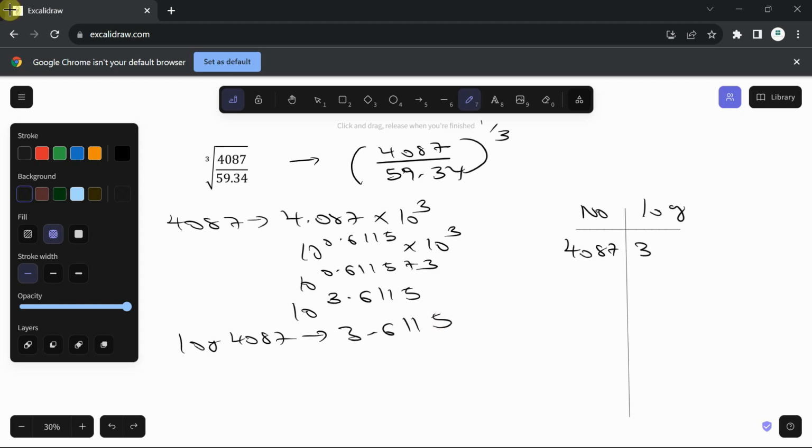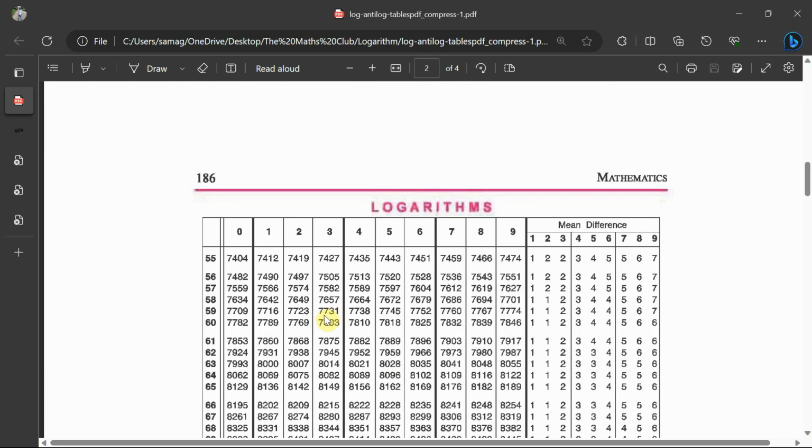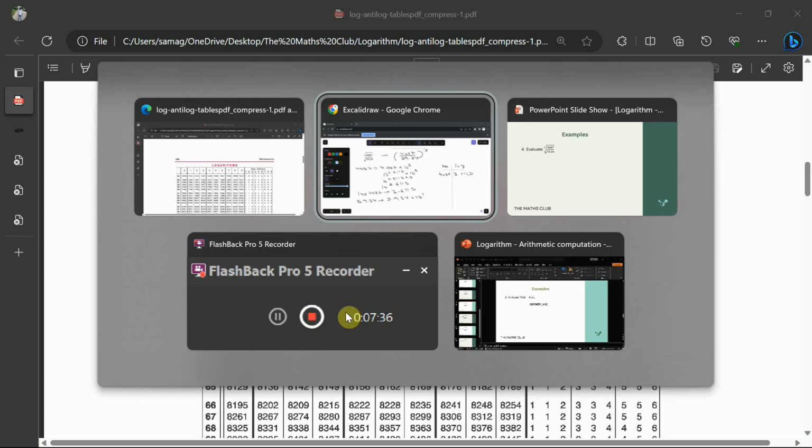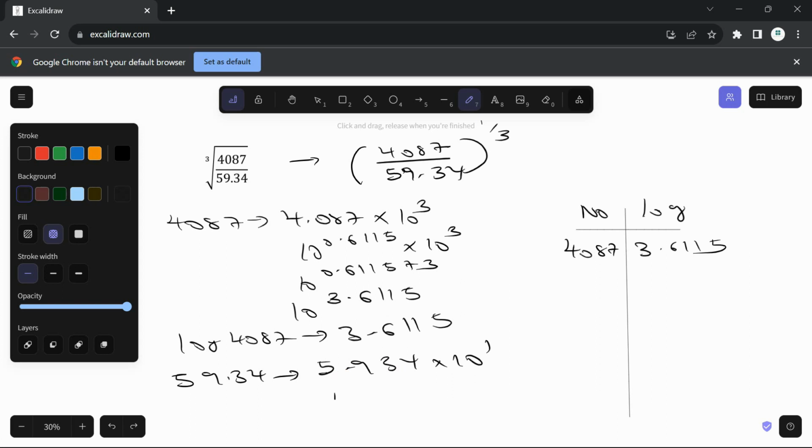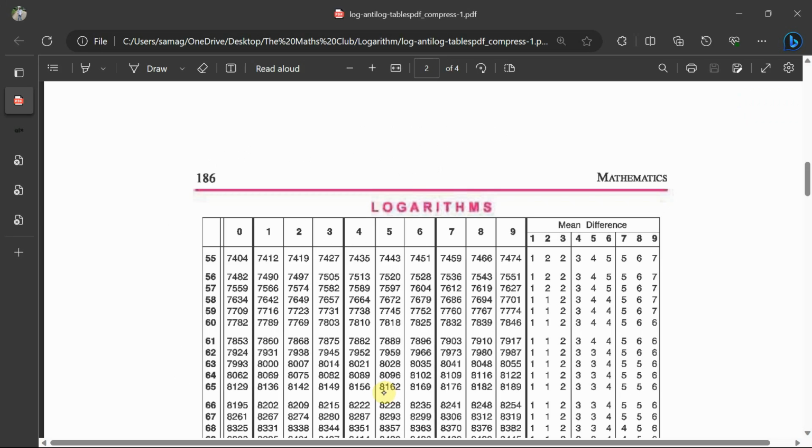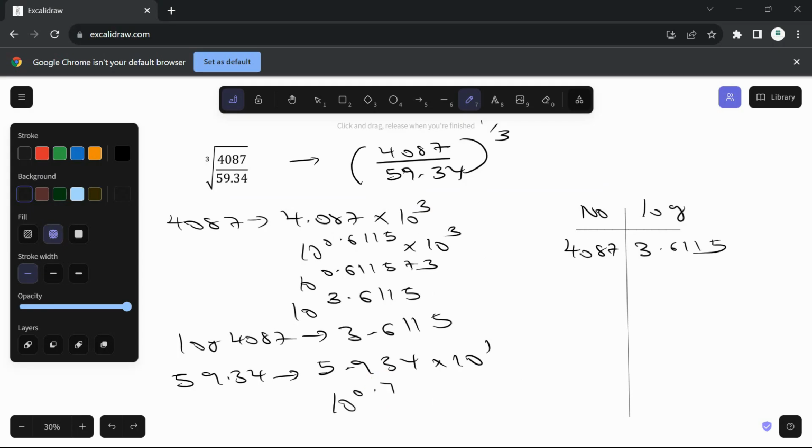So let's put it here. 59.34 in standard form, that is 5.934 times 10 raised to the power of 1. So we'll go to the logarithm table and find 59 under 3 difference 4. So this is 7731, difference 4 is 3, so that is 7734. So this is 10 raised to the power of 0.7734 times 10 raised to the power of 1.